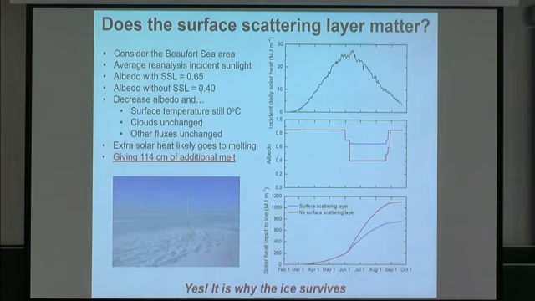So this makes a huge difference. I think in part the surface scattering layer is why the ice survives the summer. Because if we look at the sea ice that's out there now, it really wouldn't do well if it had another meter of melt. So we looked at this now. We can understand what's going on in snow, the surface scattering layer, and that it matters.